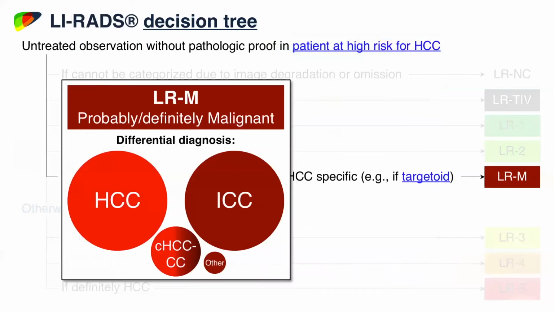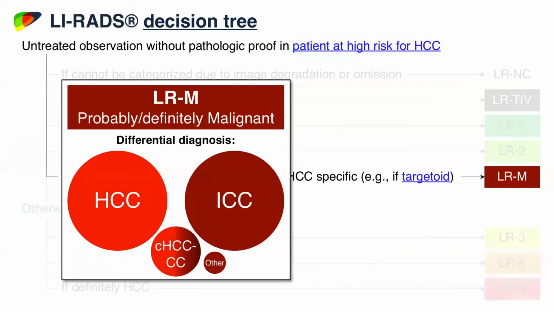And what are the most common malignancies in the setting of cirrhosis? Well, the most common is HCC. The second most common is cholangio. The next most common is combined HCC-cholangio. But because these LRMs don't meet imaging criteria for HCC, they're not typical HCC. So that's why the differential diagnosis for LRM is about 40% HCC and about 60% all of these other things.